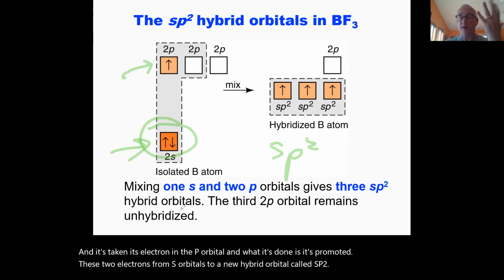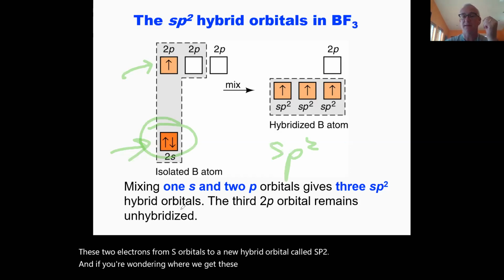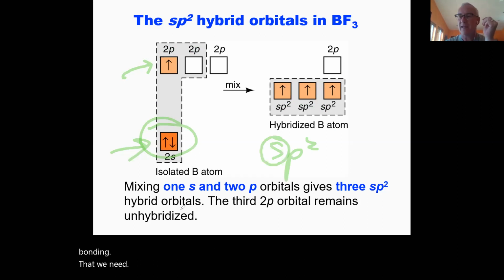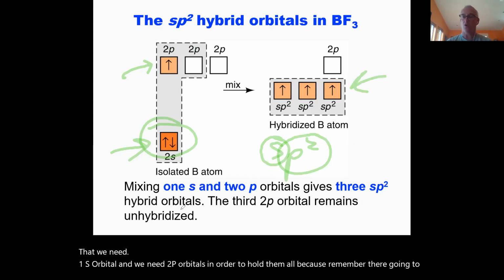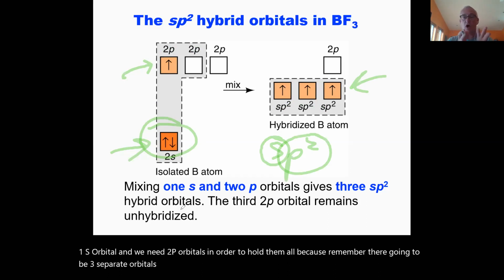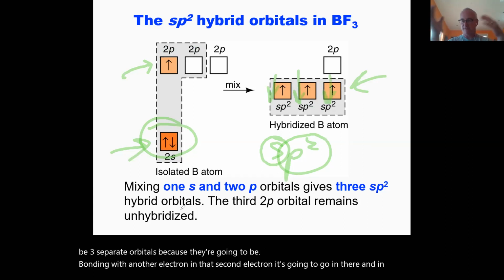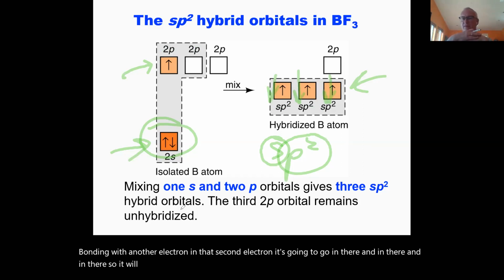And if you're wondering where we get these numbers from, it's because there's 3 electrons bonding, and we need 1 s orbital and 2 p orbitals in order to hold them all. Because remember, they're going to be 3 separate orbitals because they're going to be bonding with another electron. And then that second electron is going to go in there, and in there, and in there. And so it will be a completely filled sp2 orbital.